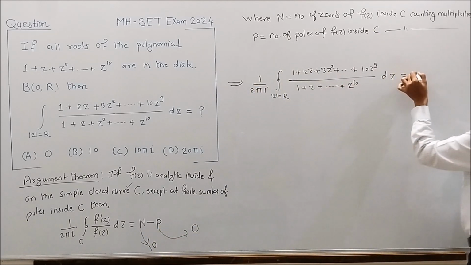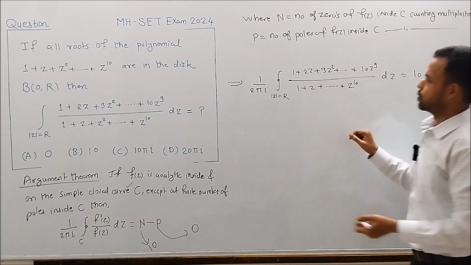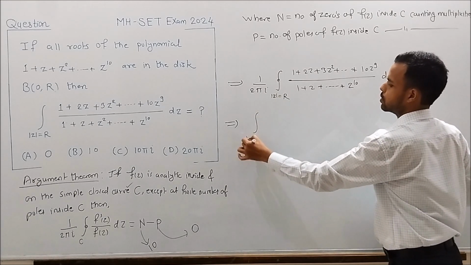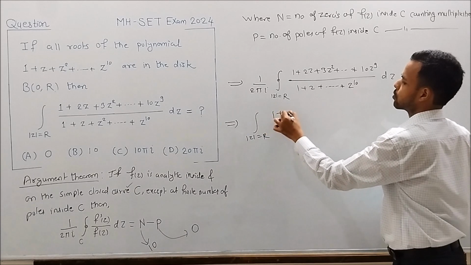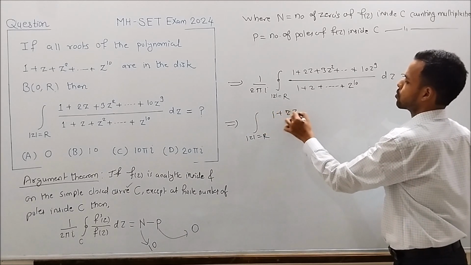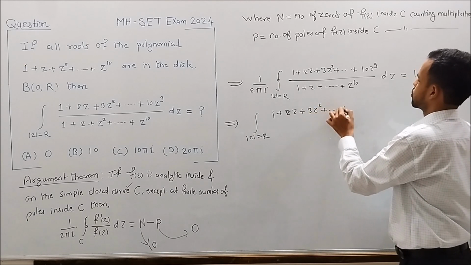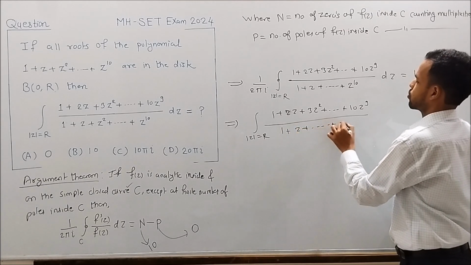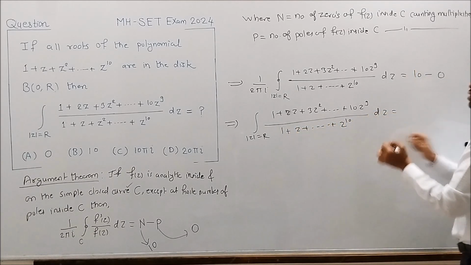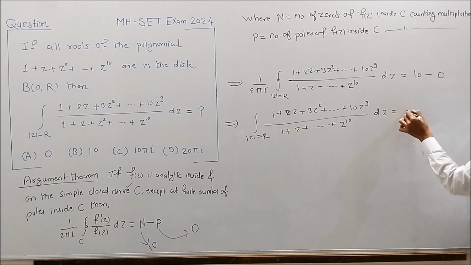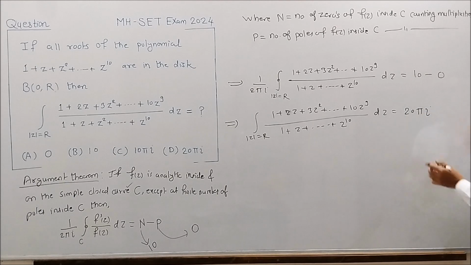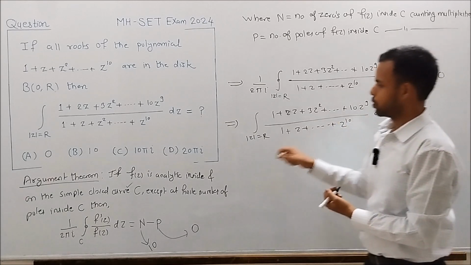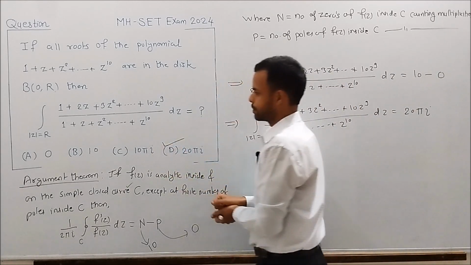n is 10 and p is 0. So if I multiply this whole equation by 2 pi i, then we get 10 times 2 pi i, which is 20 pi i. So the value of this integral is 20 pi i. So the correct option is option D only.